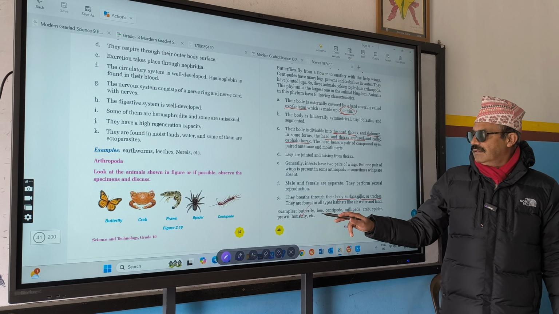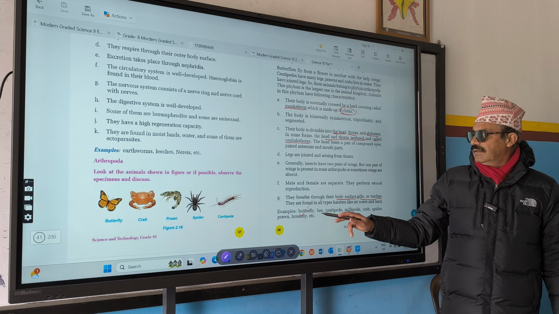Next one is Amphibia. Which animals belong to Amphibia? Toad, frog, salamander, hyla. What a name, right? One song I have heard. But what is hyla? That is a kind of frog. It can climb on trees also, so it is also called tree frog. What are the characteristics of Amphibia?